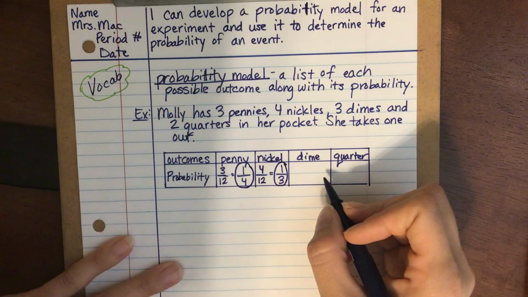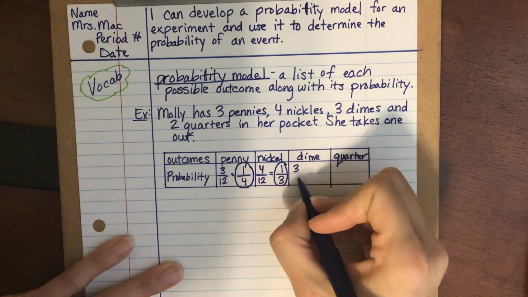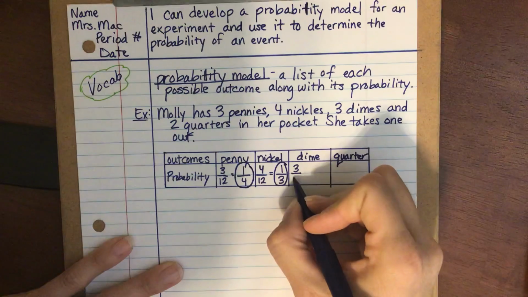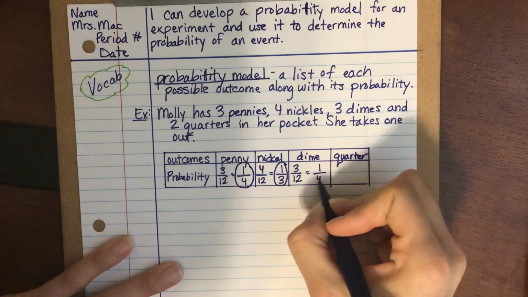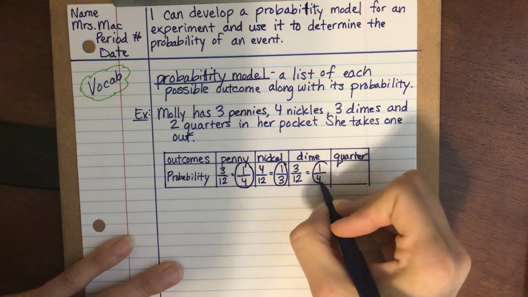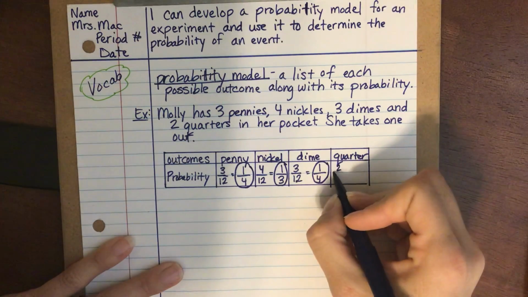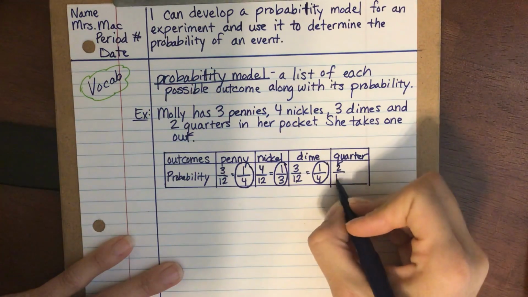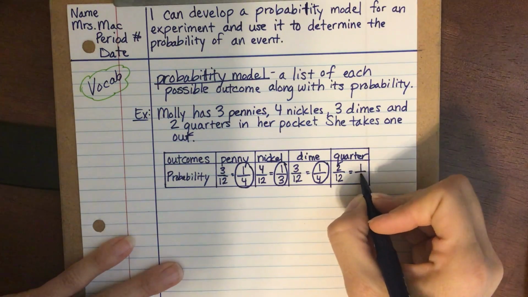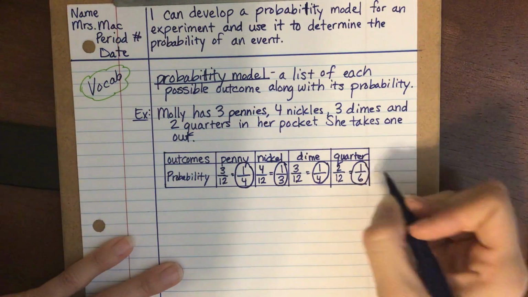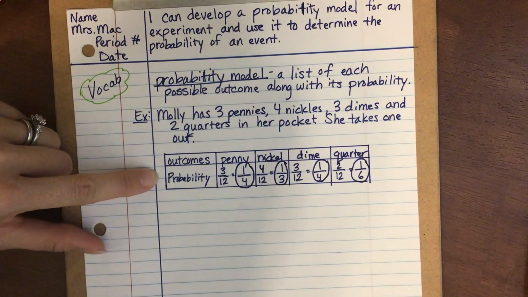Now let's take a look at the dimes. The dimes is the same as the pennies because there are 3 dimes out of 12 total coins, which means the probability of pulling a dime out of your pocket is 1/4. Now quarters, there are 2 quarters out of 12 coins total. So the probability of pulling a quarter out of your pocket is going to be 1/6. So this right here is a probability model.